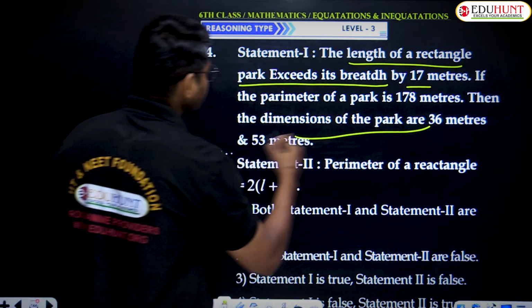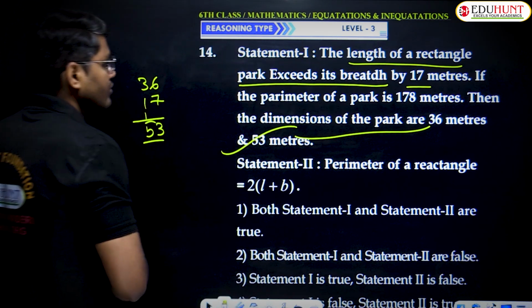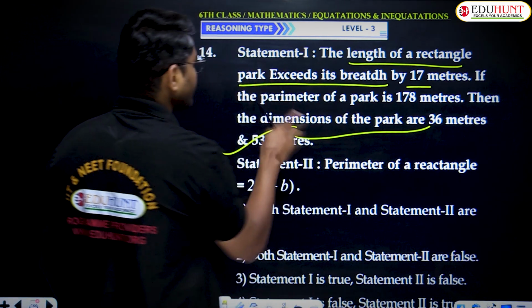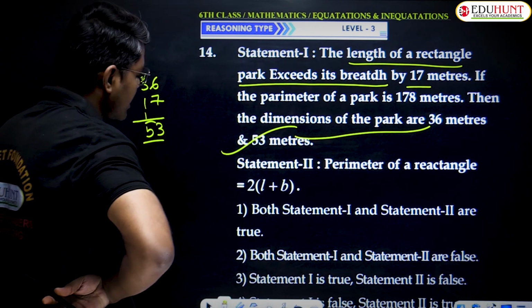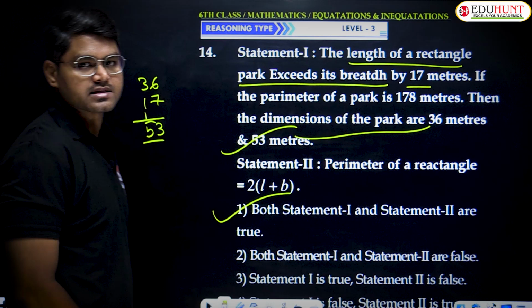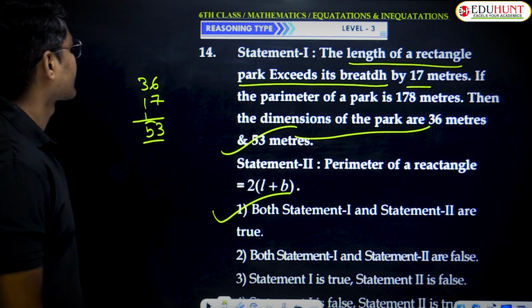53. So, this is correct only. Statement 2, no need to find out the perimeter and everything. Perimeter of a rectangle is 2 into (L plus B). Both the statements are true. So, option 1 is the correct answer itself.